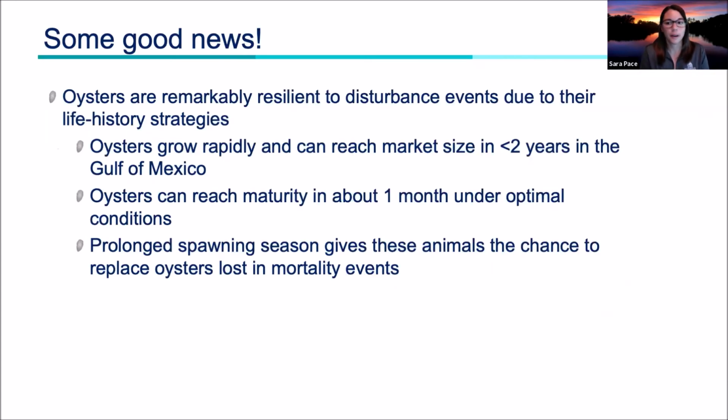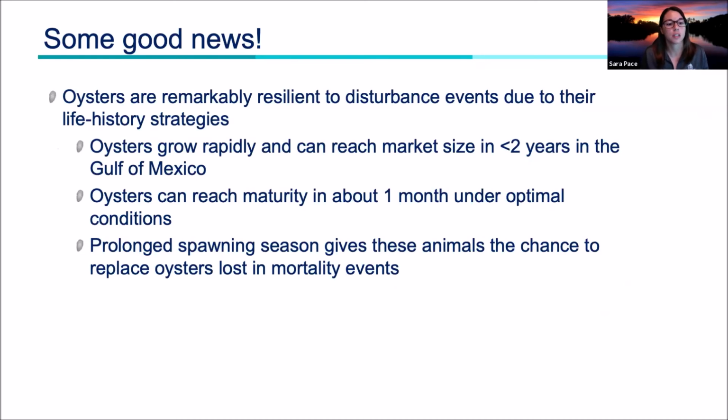So much of this has probably sounded pretty grim, but there is some good news. Oysters are remarkably resilient to disturbance events due to their life history strategies. As I said, oysters grow really rapidly. In the Gulf, they can reach 3 inches, which is a harvestable size, in 18 to 24 months. Oysters reach maturity pretty rapidly, in about 4 weeks under optimal conditions.